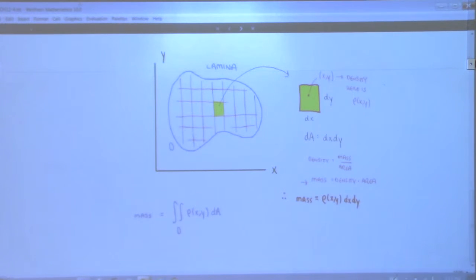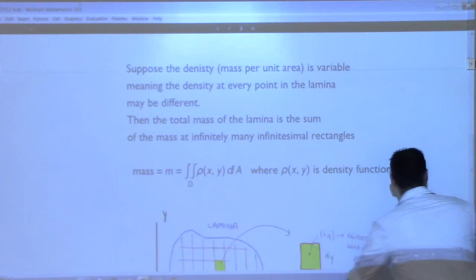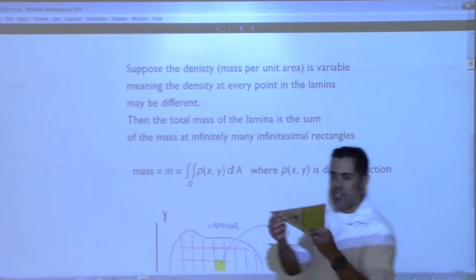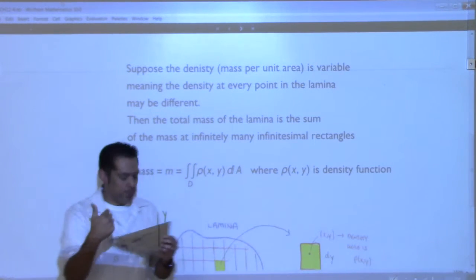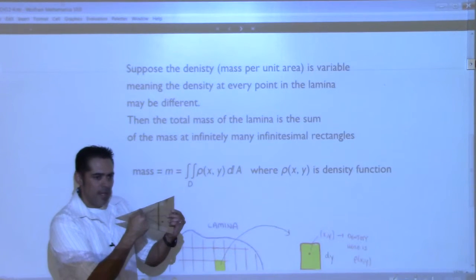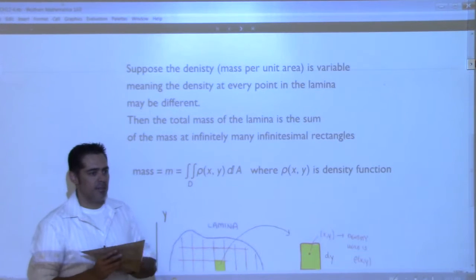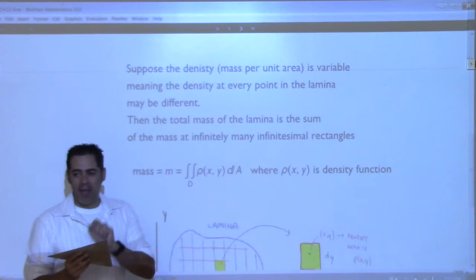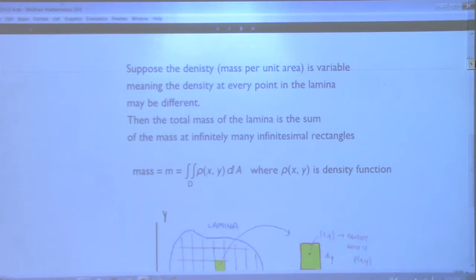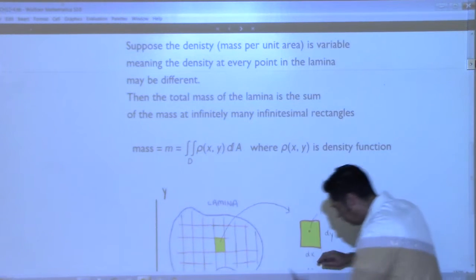Now, the important thing to note here is that for me to tell you the mass of a non-homogeneous lamina, somebody must provide me with a density function. I must be able to determine the density at each point. Once I have that, I can tell you the mass. Once I can tell you the mass, I can find its center of mass, but that's down the road. Let's first start with mass. So this is the big formula right here.